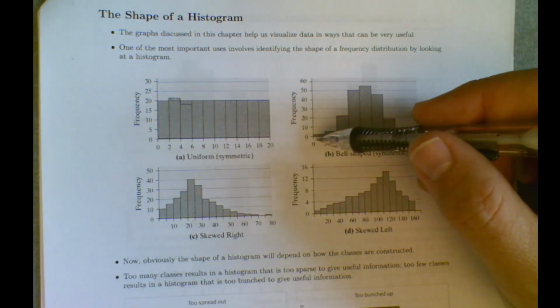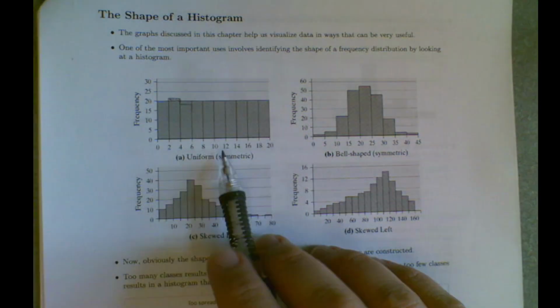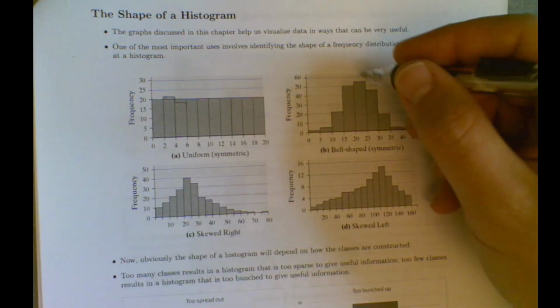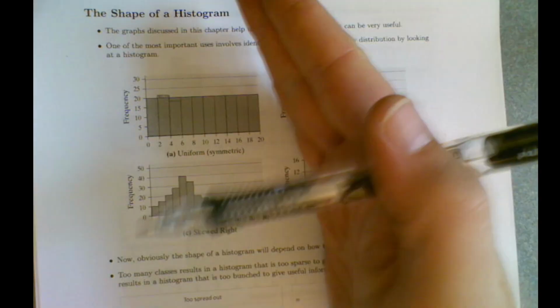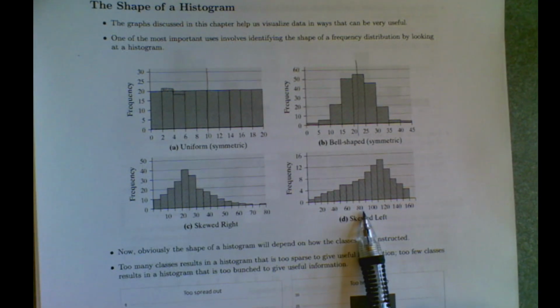Another type of distribution is called a bell-shaped distribution because it makes a shape that looks kind of like a bell. Both uniform and bell-shaped distributions are called symmetric distributions because if you folded the graph in half, the two halves would match up. If you folded the graph in half, like along that axis, the two halves would match up. That's different from the two distributions below it. This one is called a skewed right distribution, and this one is called a skewed left distribution.